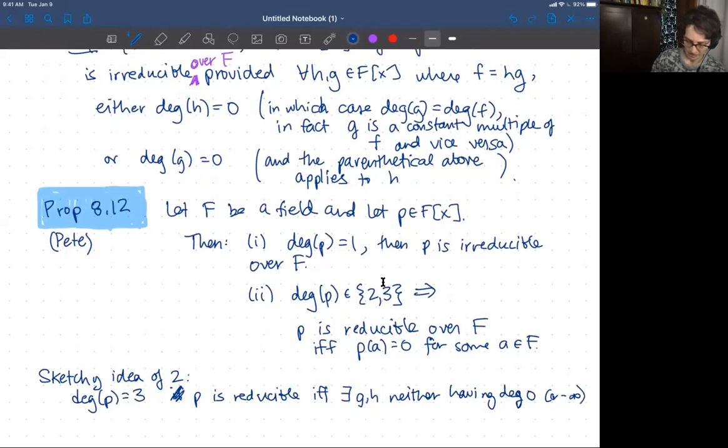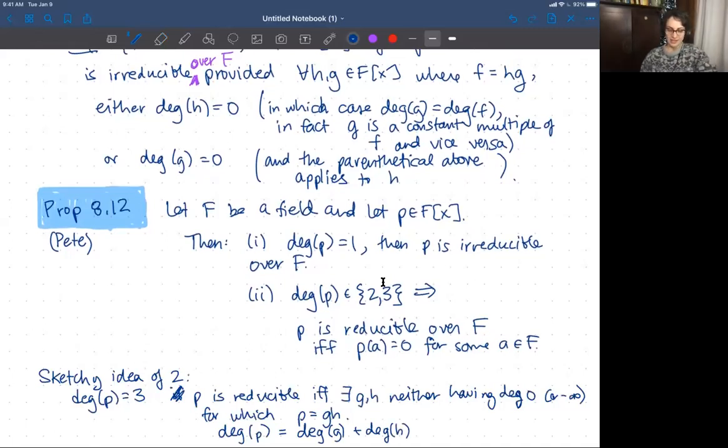Or negative infinity, because we can't divide by the 0 polynomial, for which P equals G times H. And that means that, in order for that to happen, we need that the degree of P has to be the degree of G plus the degree of H. And the only way that I can add up to 3 without using 0 and 3 is to use 1 and 2. So without loss of generality, the degree of G is 2 and the degree of H is 1.